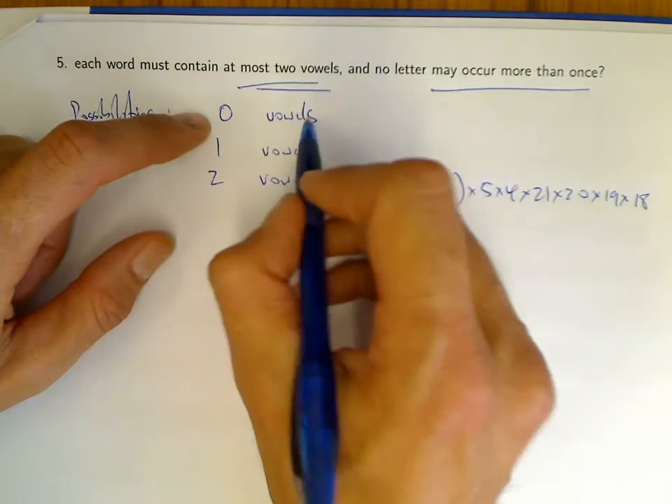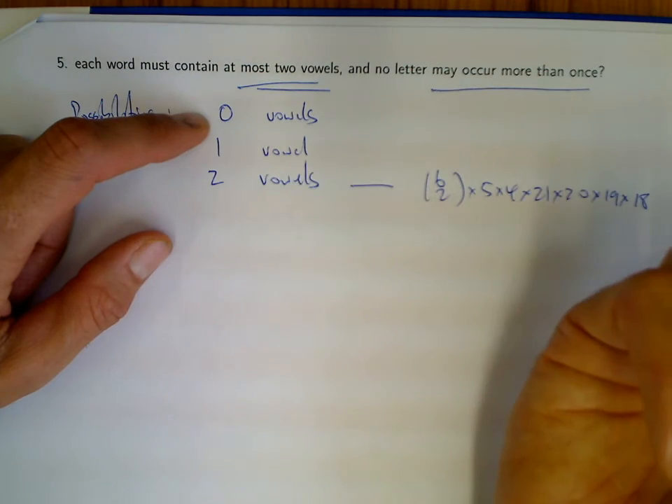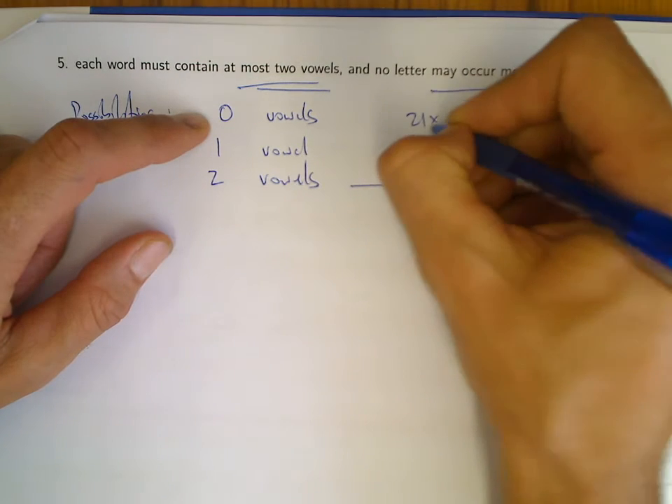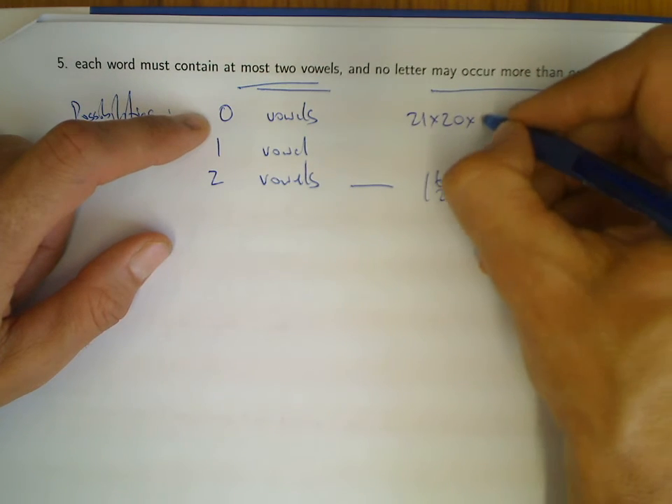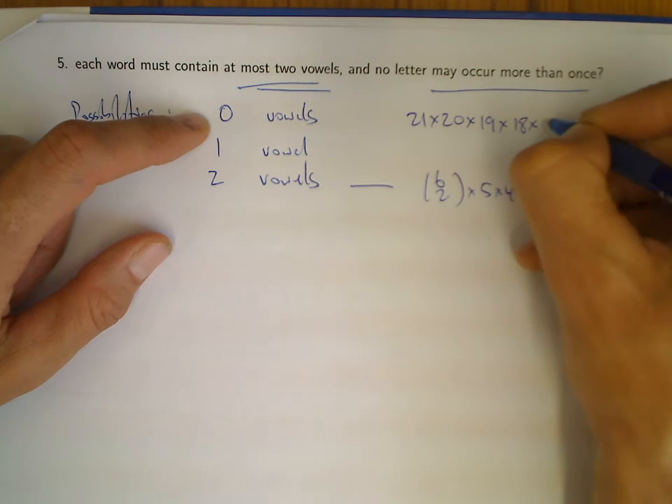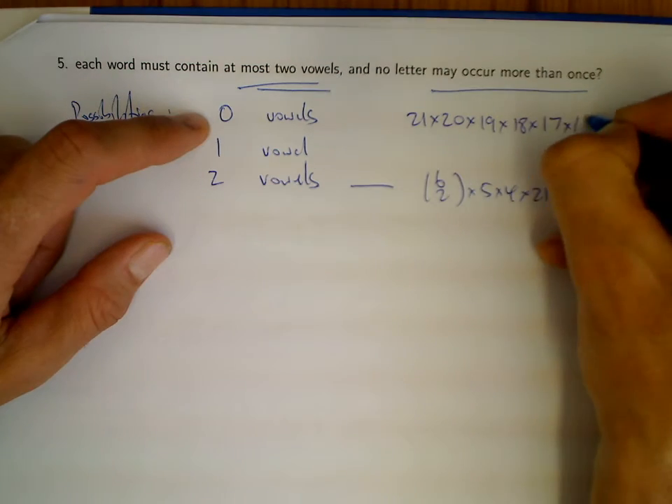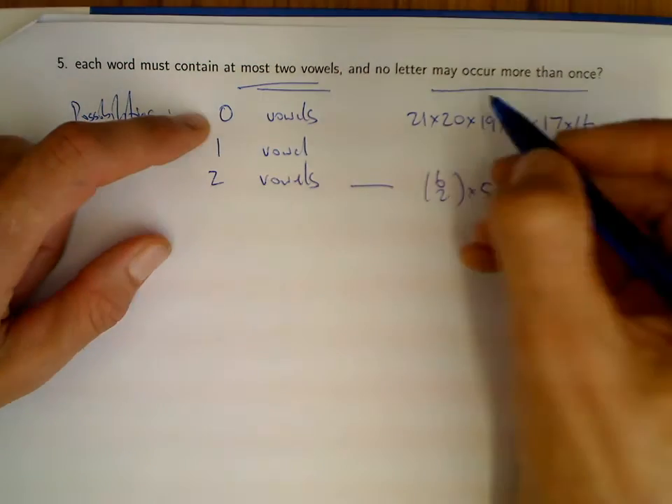If there's no vowel, then we only have 21 choices for the first letter, and then 20 choices for the second, times 19 times 18 times 17 times 16. Okay, that's 6 factors there.